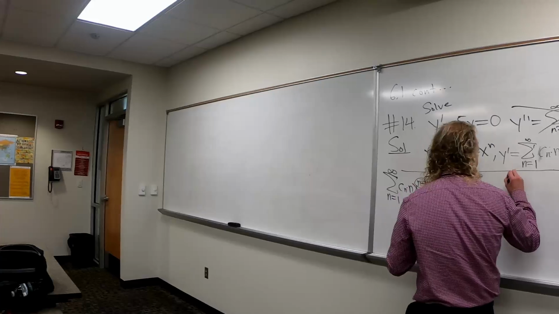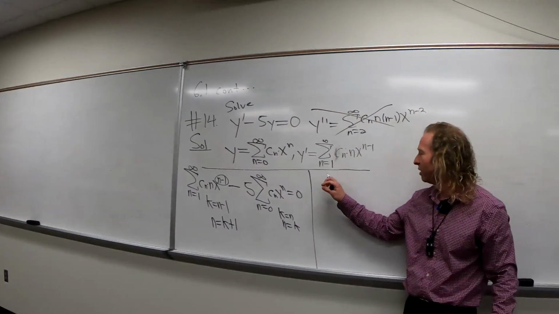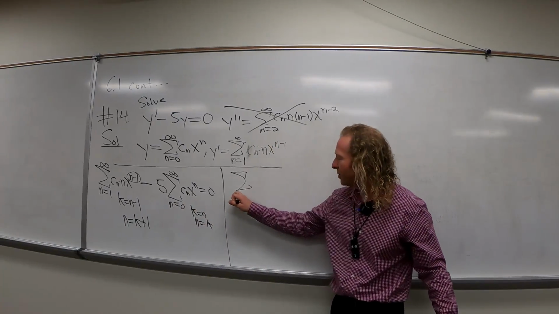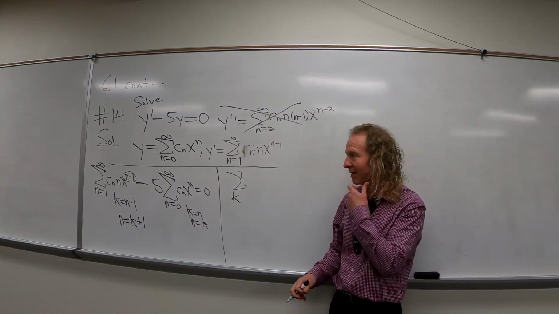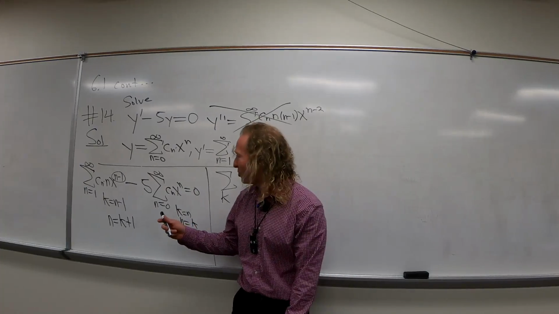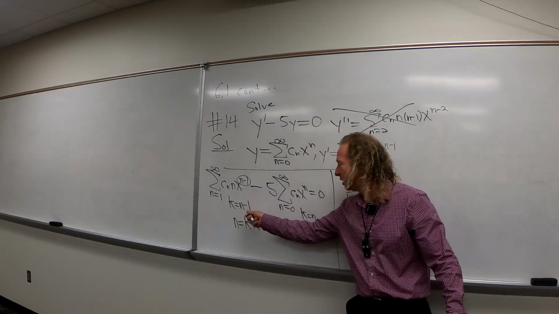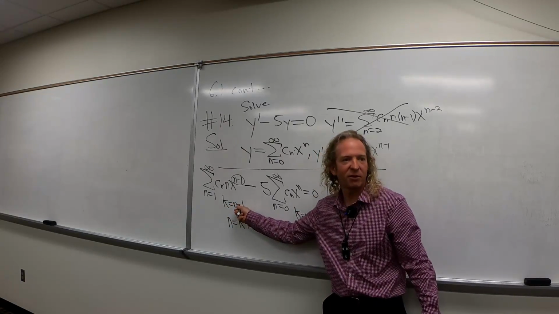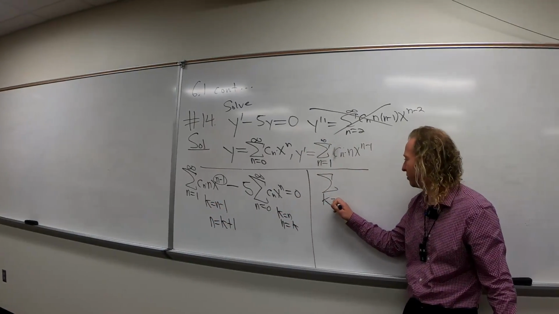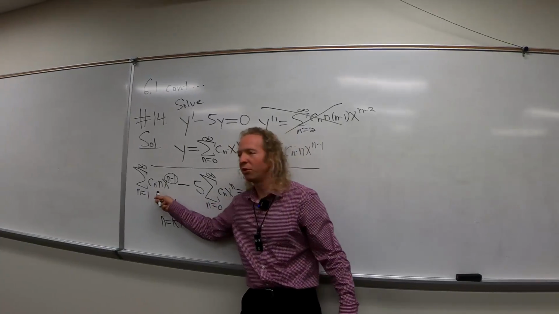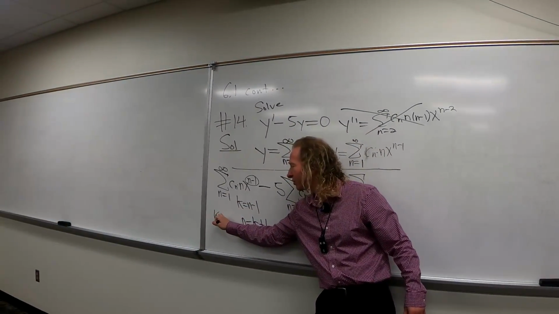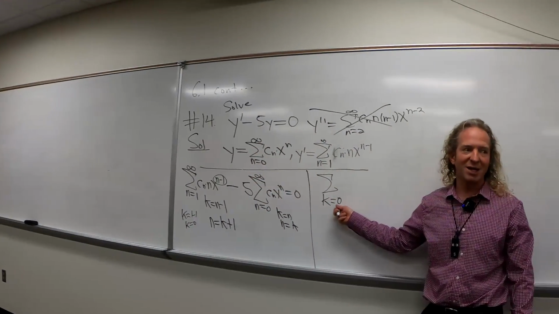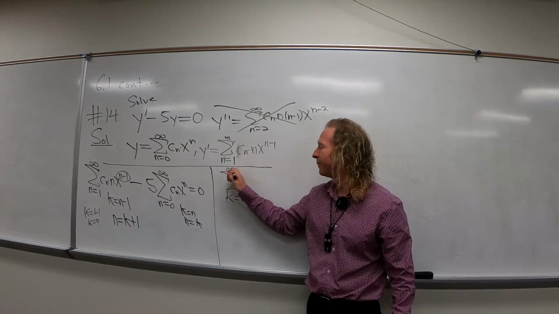So we have the infinite sum. All of the n's are becoming k's. So this is a k, this is a k. When n is 1, if you plug it in here, you would get k equals 1 minus 1, so k is equal to 0. That tells you to start at 0, and you go to infinity.